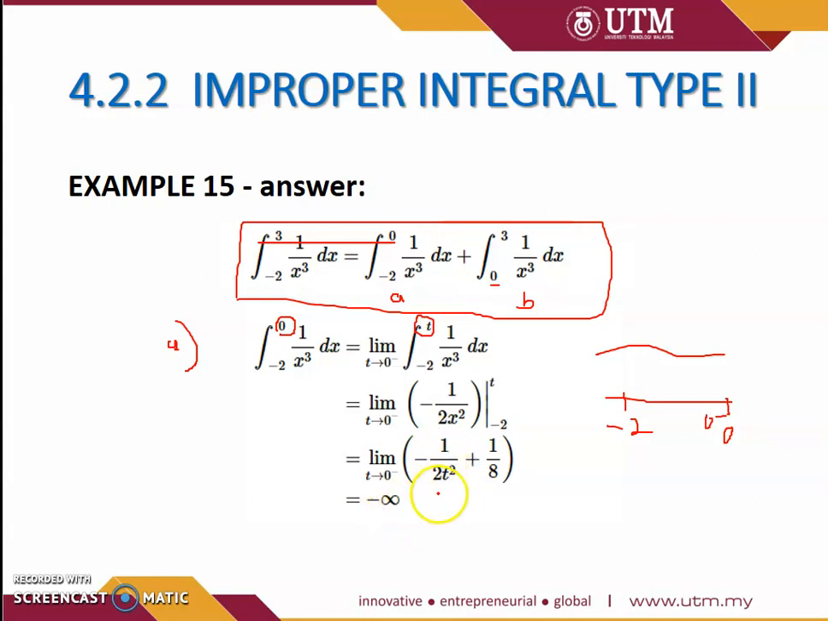It becomes infinity, so it will become negative infinity. Since we already obtained the first part, part A is divergent. So we don't have to find the second part, part B, because we can automatically say this improper integral is divergent. But if part A converges, we need to find the integration for part B. Clear? Alright, so I think that's it.